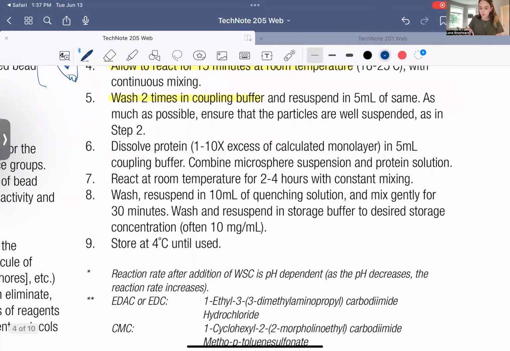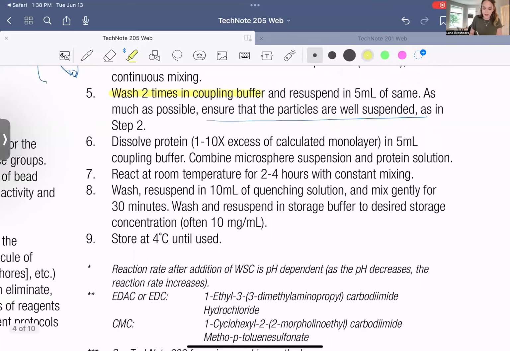At this point, ensure that the particles are well suspended. You want it to be evenly mixed. The biggest trick for getting good results with this process is to make sure to eliminate as much liquid as possible, so you're really just having a pure pellet. And then you need to make sure you're mixing things as much as possible.